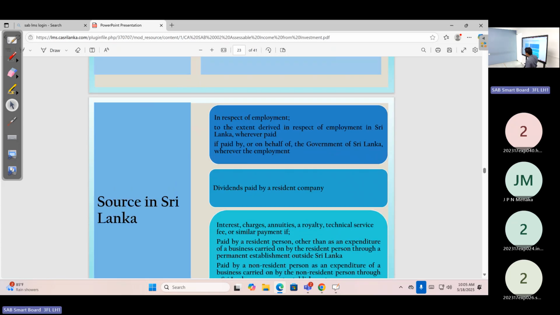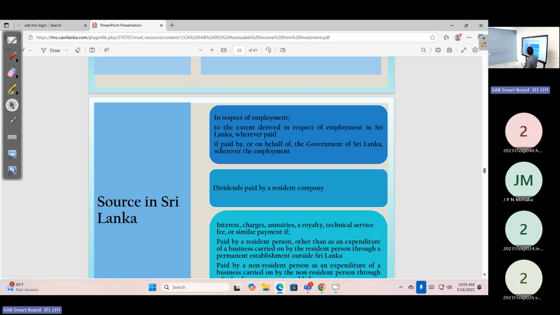It says source in Sri Lanka in respect of employment, to the extent derived in respect of employment in Sri Lanka, where payment is made. So that means employment is exercised in Sri Lanka. We call that there is a source in Sri Lanka. Right?